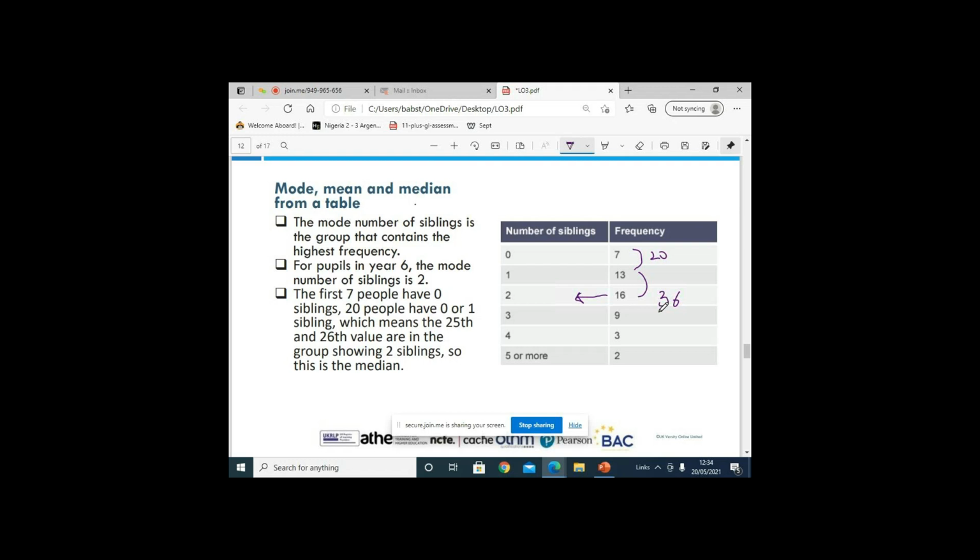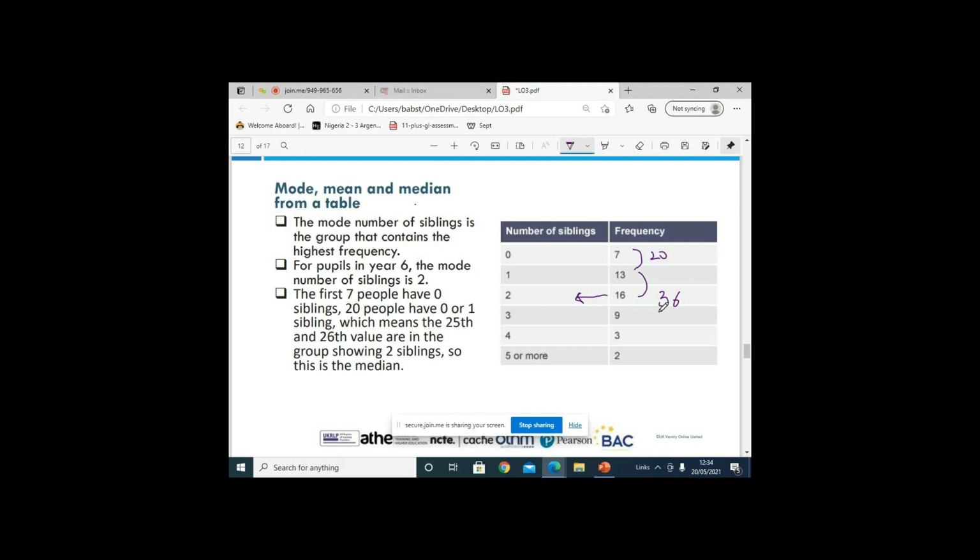So the median is going to be showing what? People with 2 siblings. Where you have passed or you are on the middle number, that's where the median class is. So the median is people with 2 siblings.